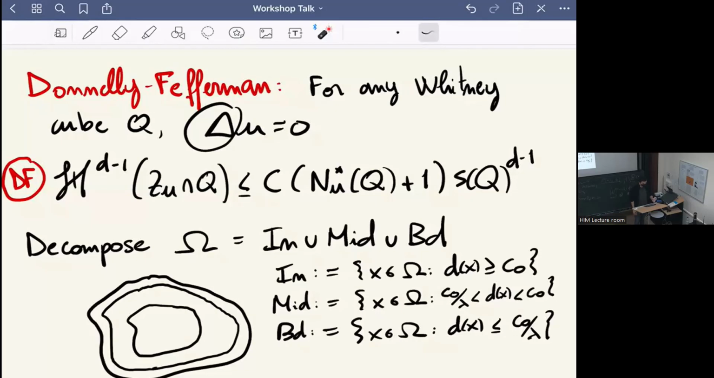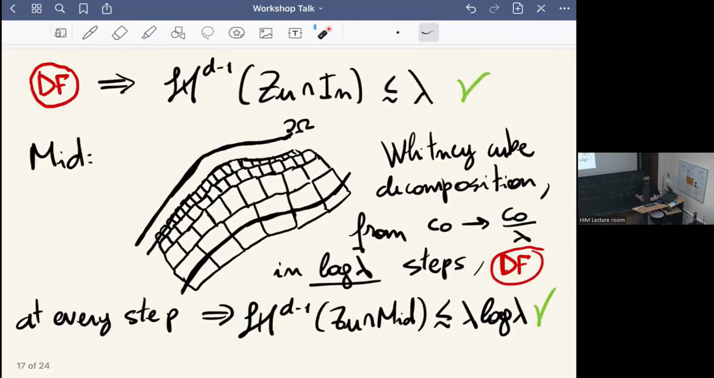So what I'm going to do to apply this bound of Donnelly-Fefferman, I decompose my domain into an inner part, which is at a fixed distance from the boundary, a middle part where I'm going from a fixed distance to the boundary to a distance which is like constant over lambda, and then a boundary part, which is the points which are at distance from the boundary less than constant over lambda. You can already guess from this estimate of Donnelly-Fefferman that I can take care of the inner part of the domain without any difficulty. I can say immediately that the zero set intersect the inner part has Hausdorff measure less than lambda.